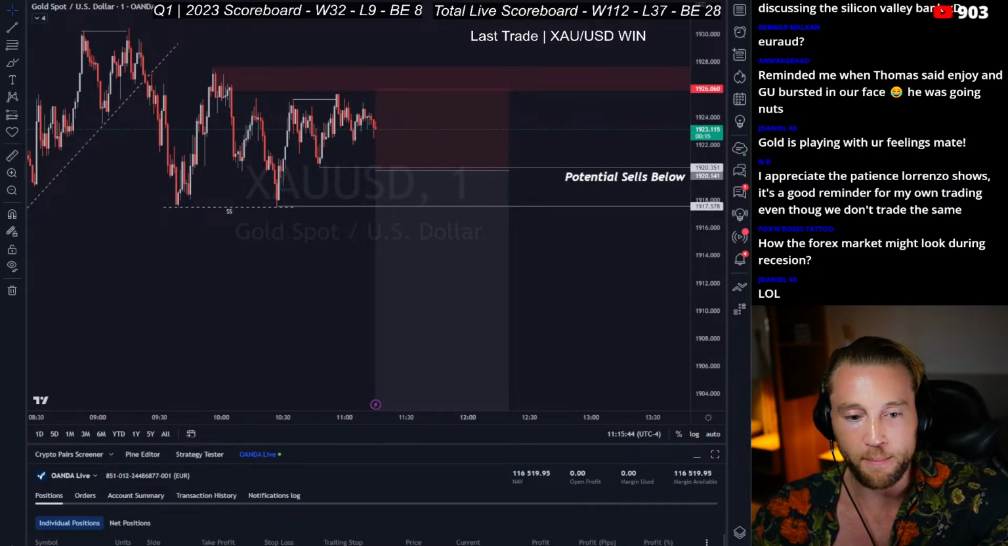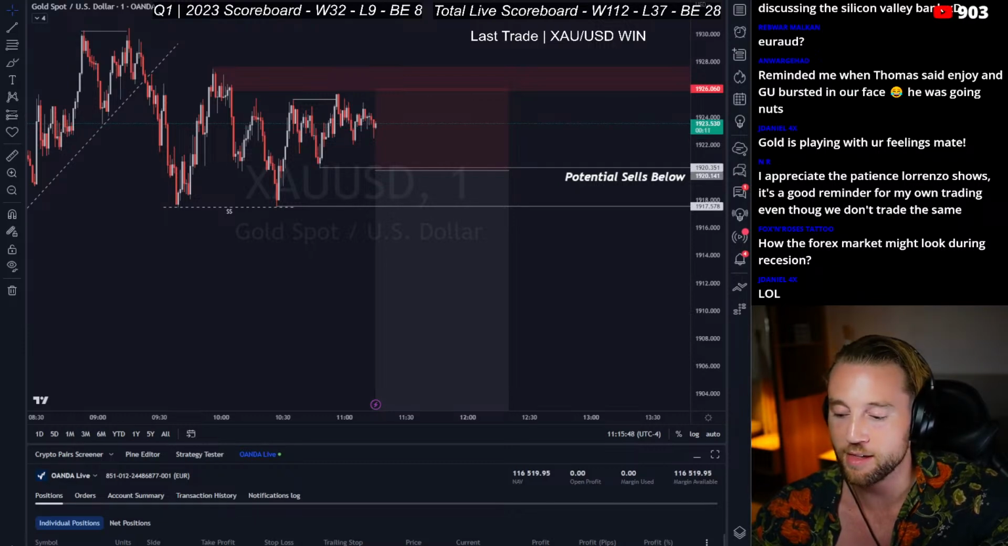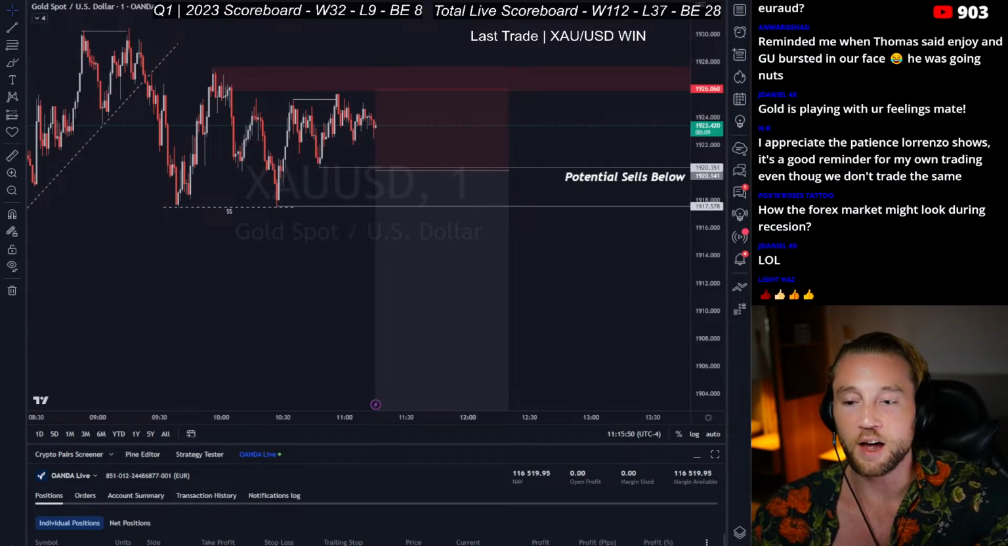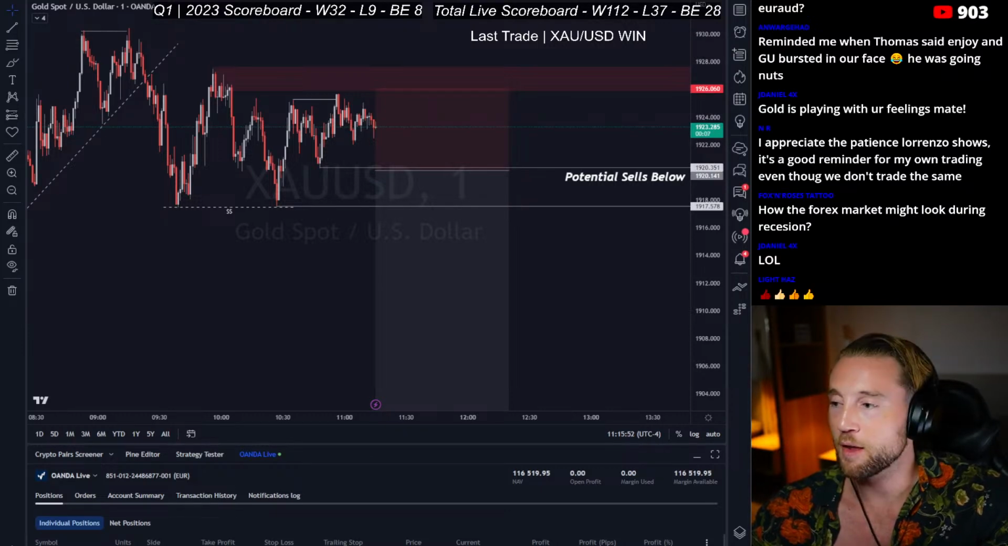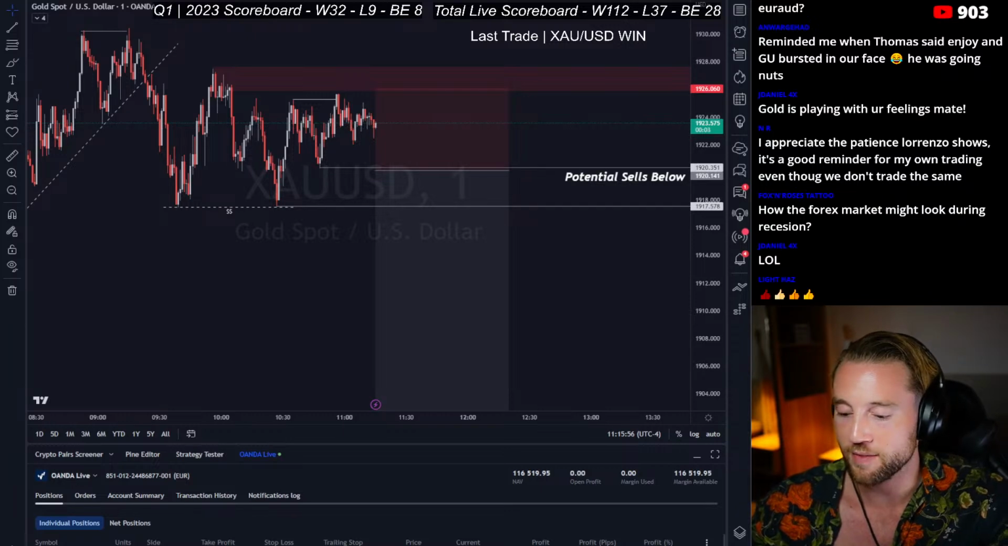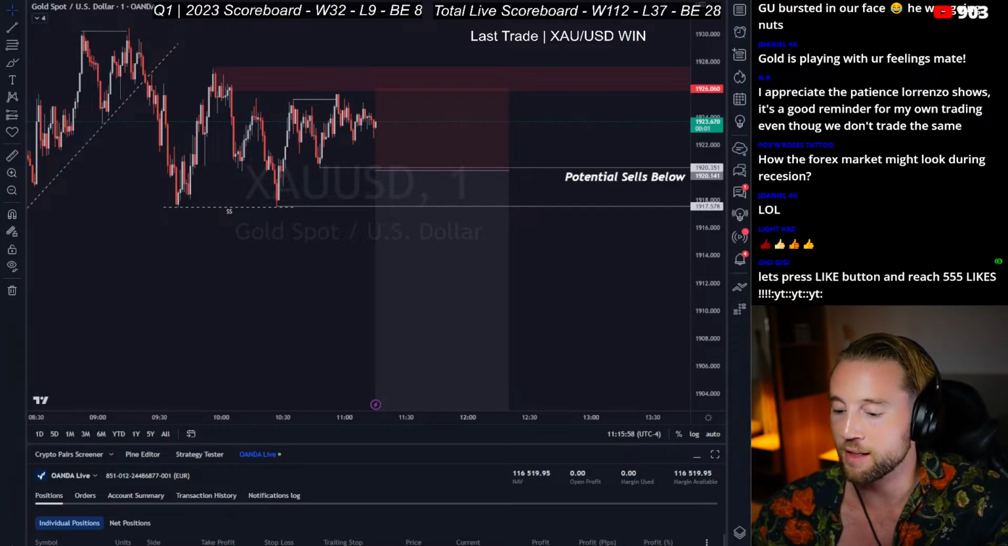How the Forex market might look during recession? Well, that's a good question, my friend. You're going to see collapse. This is not going to be just a recession. This is going to be a depression. And a depression is worse than a recession, all right? A depression is terrible. So that means that things can really come down.